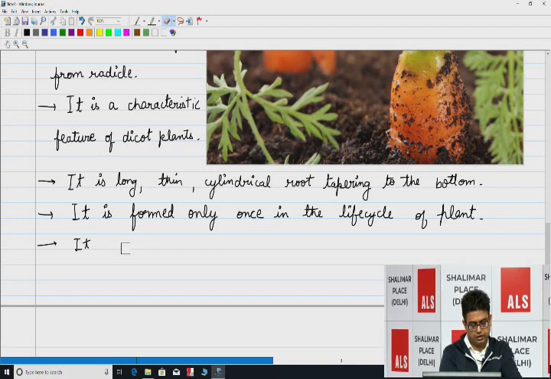Also, one more thing. Then there is another type of root system. Yeah, this is going to be sufficient, I think. Let's start the next root system, the fibrous root system.